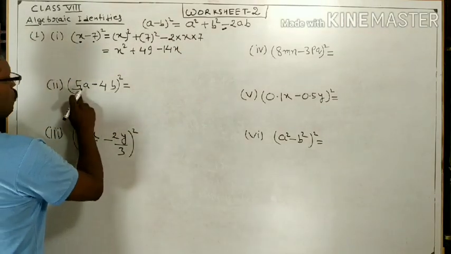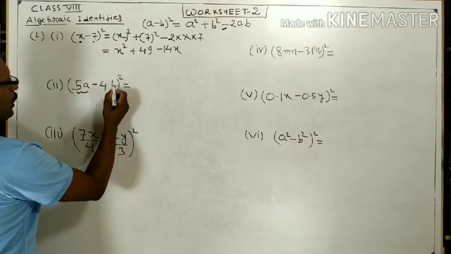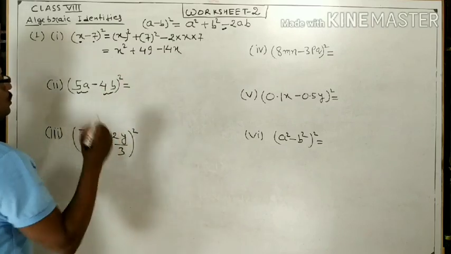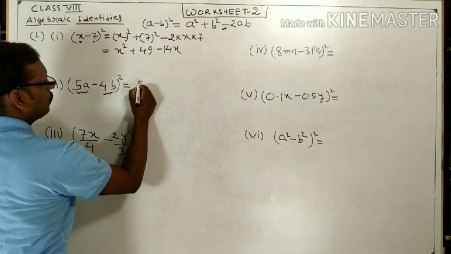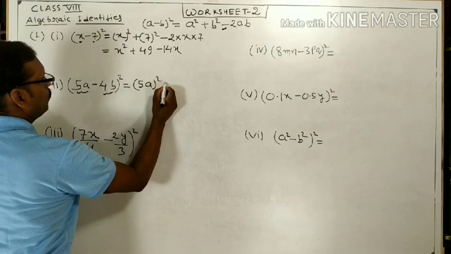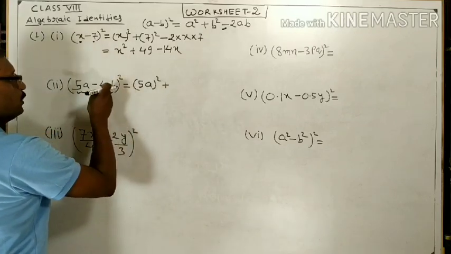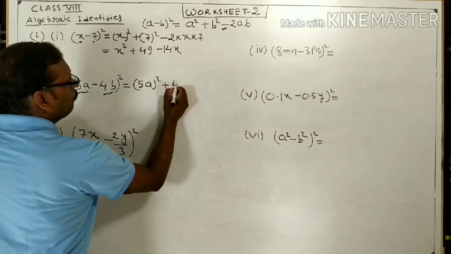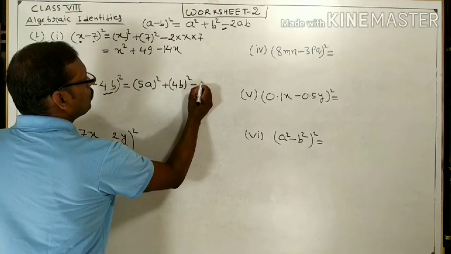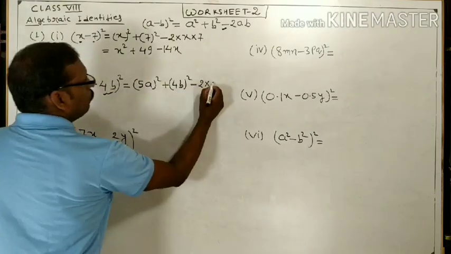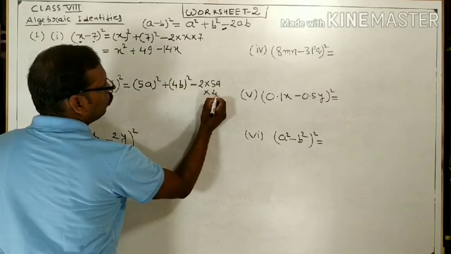Similarly, question number 2, (5a minus 4b) whole square. So in place of a we see that it is 5a and in place of b we see that it is 4b. So apply the formula (a minus b) whole square equal to a square. A square means (5a) square plus b square. B square means (4b) square. What is written in place of b? Write the whole thing. In place of b, 4b is written, so we will write 4b completely. (4b) square minus 2 into a, 5a, into b. In place of b it is 4b, so we will write 4b.